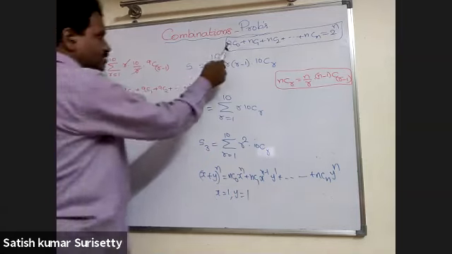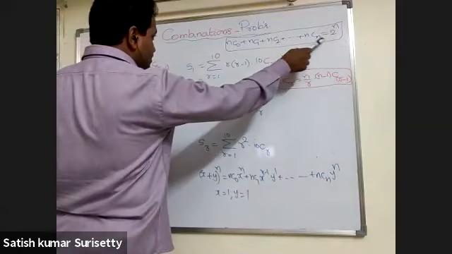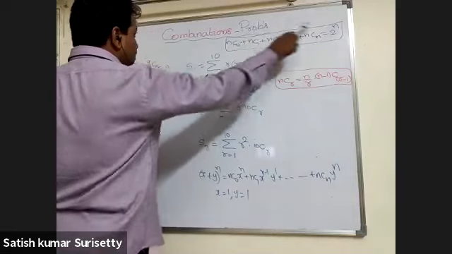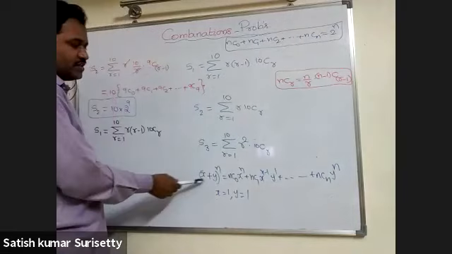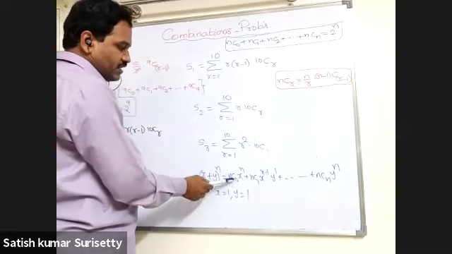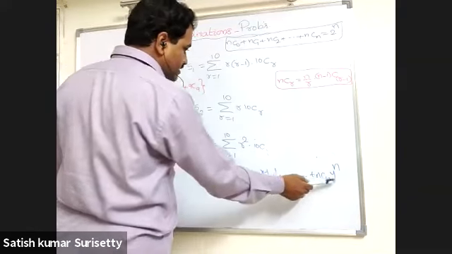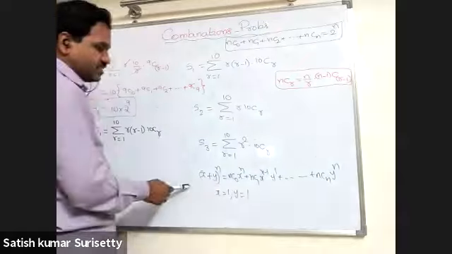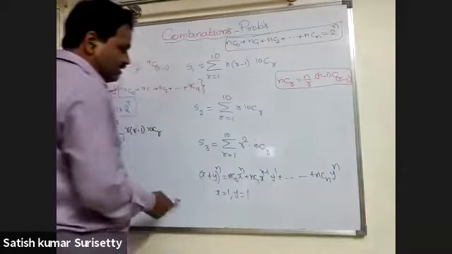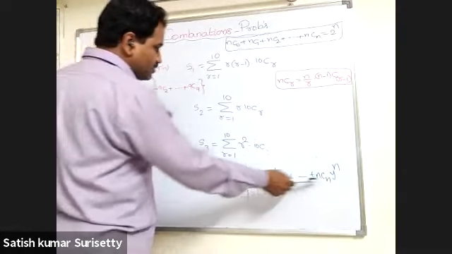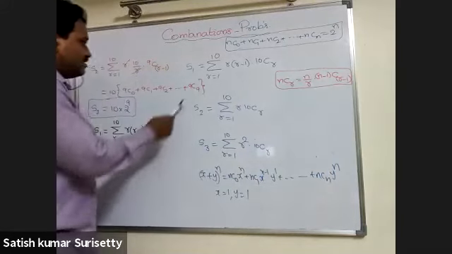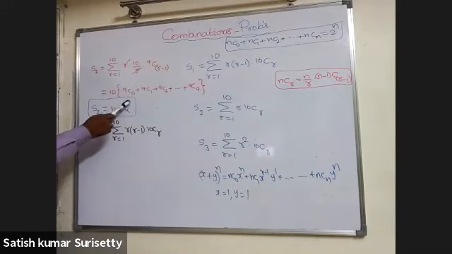That is nC0 plus nC1 plus nC2 and so on nCn equal to 2 power n. This you can derive from the binomial expansion of (x plus y) whole power n equal to nC0 x power n plus nC1 x power n minus 1 y power 1 and so on nCn y power n. If I substitute x equal to 1, y equal to 1, then I get nC0 plus nC1 and so on nCn equal to 2 power n. That means this will be 2 power 9. So S2 equals 10 into 2 power 9.